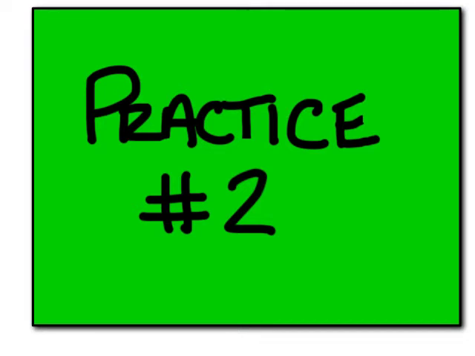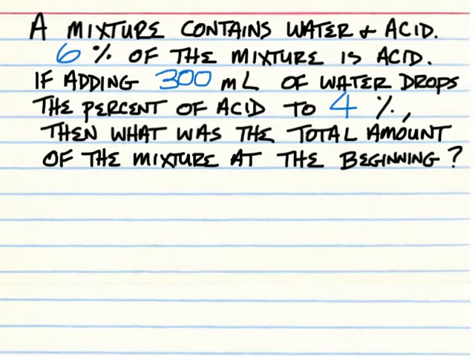Practice number 2, we'll just leave it practice 2 instead of making it 1. A mixture contains water and acid. 6% of the mixture is acid. If adding 300 milliliters of water drops the percent of acid to 4%, then what was the total amount of the beginning mixture?